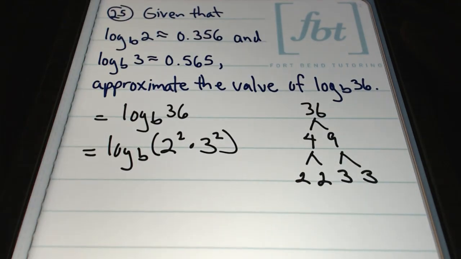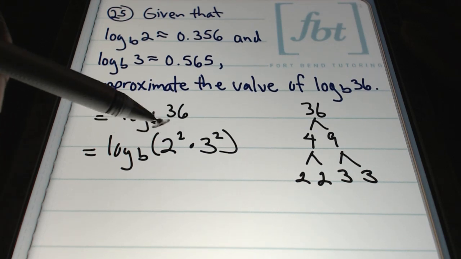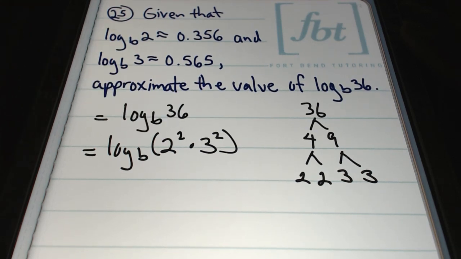There we go. This should be a little better. We have 2 times 2 times 3 times 3, guys, that we could rewrite our 36 value as 2 squared times 3 squared.